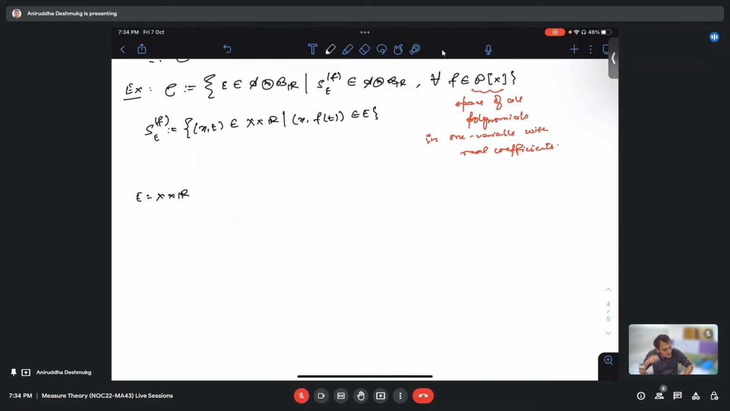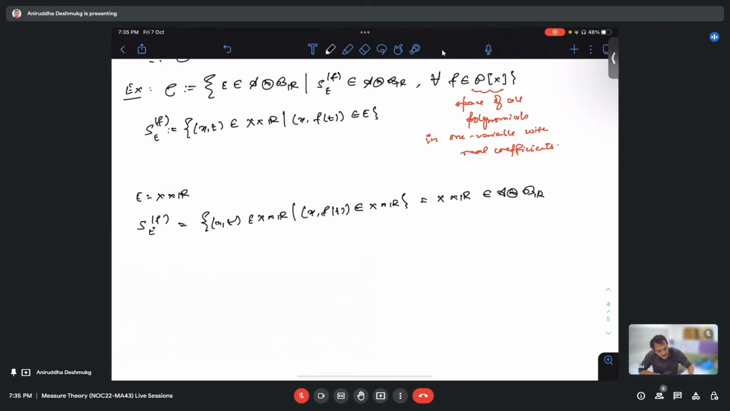So E is equal to X cross R. In that case, S of E is again all the points (x, t) in X cross R such that (x, f(t)) is inside X cross R. But that is just true for all x and t. So this is again X cross R, which is inside A cross BR, and therefore C is non-empty.